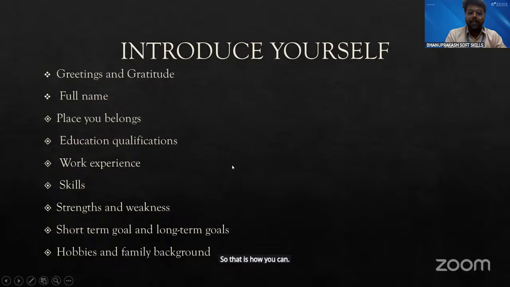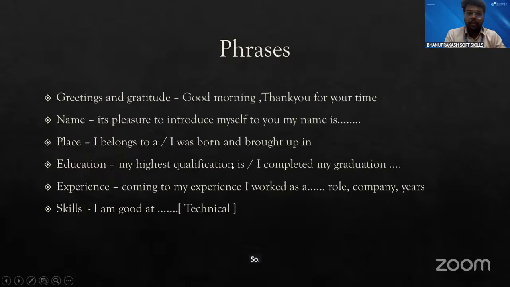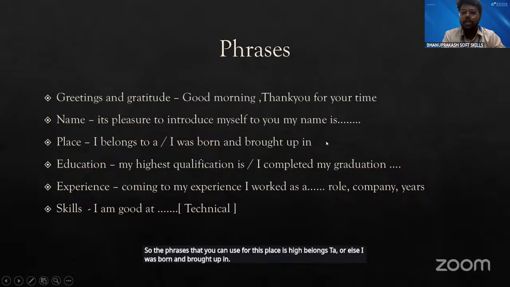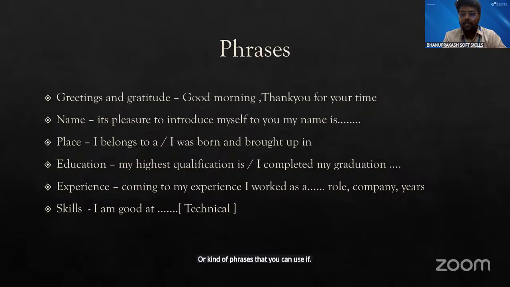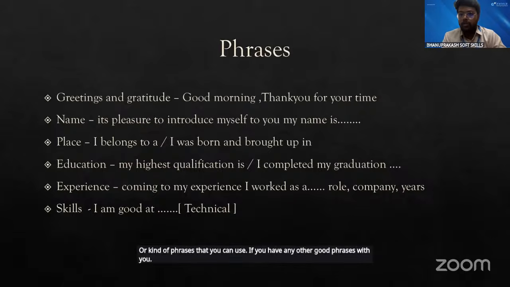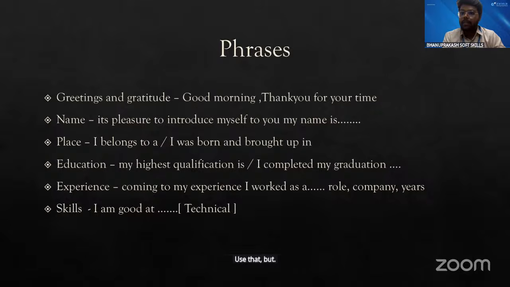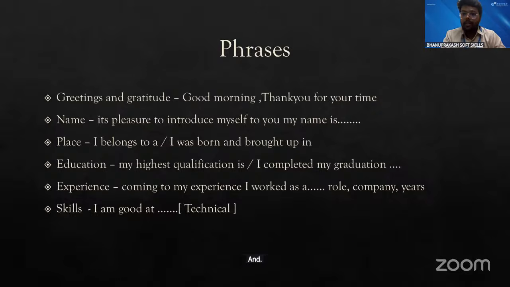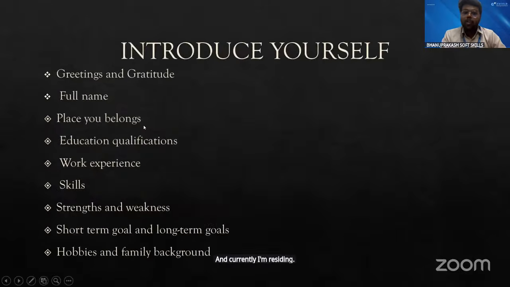And the current residing place. The phrases you can use for place are "I belong to" or "I was born and brought up in". If you already have other good phrases, you can use those too, but never sound basic or informal. If you say "I'm from", it looks very basic. Instead, you can say "I was born and brought up in", and currently "I'm residing in". And this is all about place.